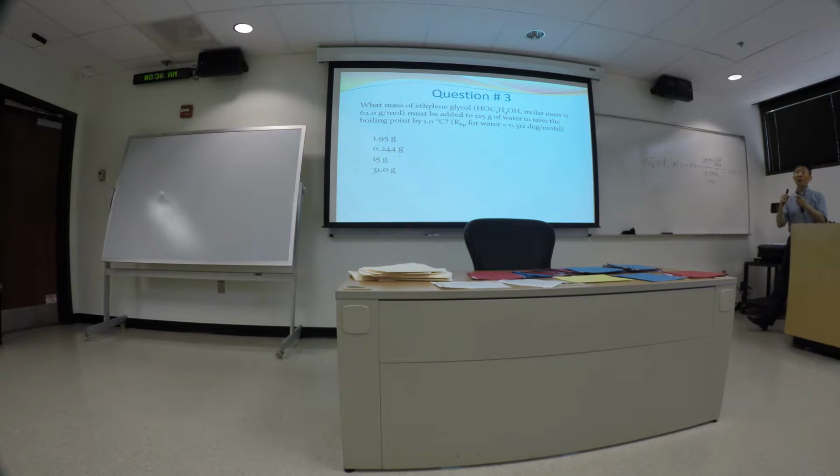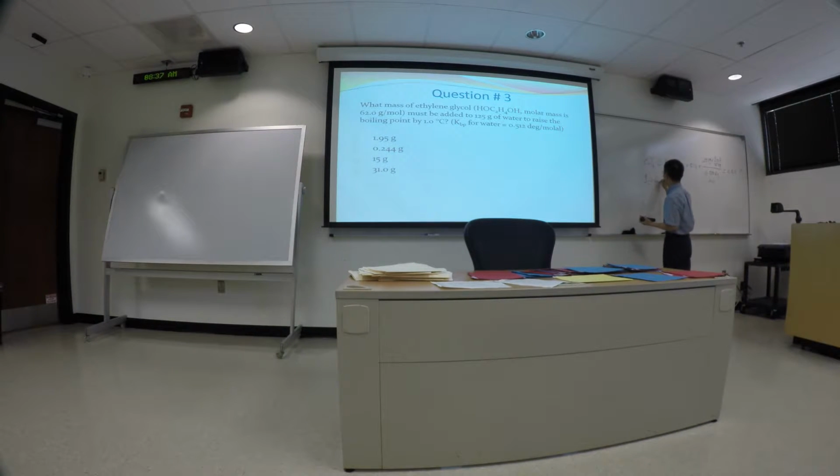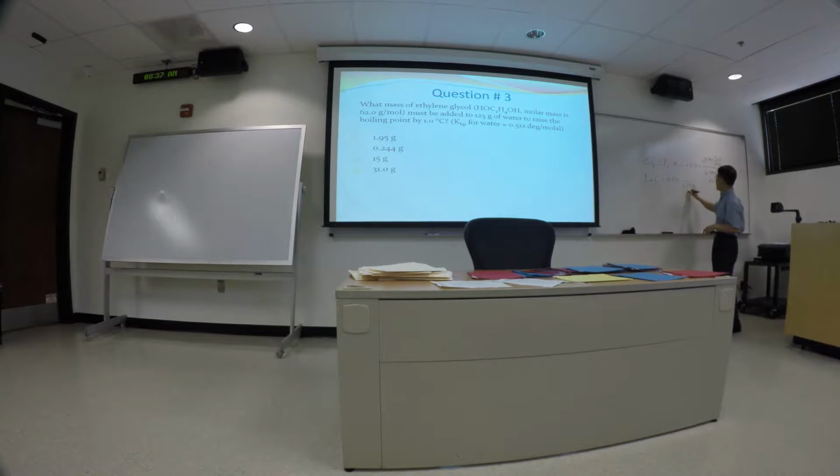Now in this case, we know we want to have the boiling point elevated by 1 degree. The boiling point of pure water is 100 degrees. We want it to be 101 degrees. So the change is 1 degree. So again, delta T_B in this case will be 1 degree, and that equals 0.512, which is the boiling point constant, times the molality. Molality is the number of moles per kilogram. We have 125 grams of water, 0.125 kilograms of water.